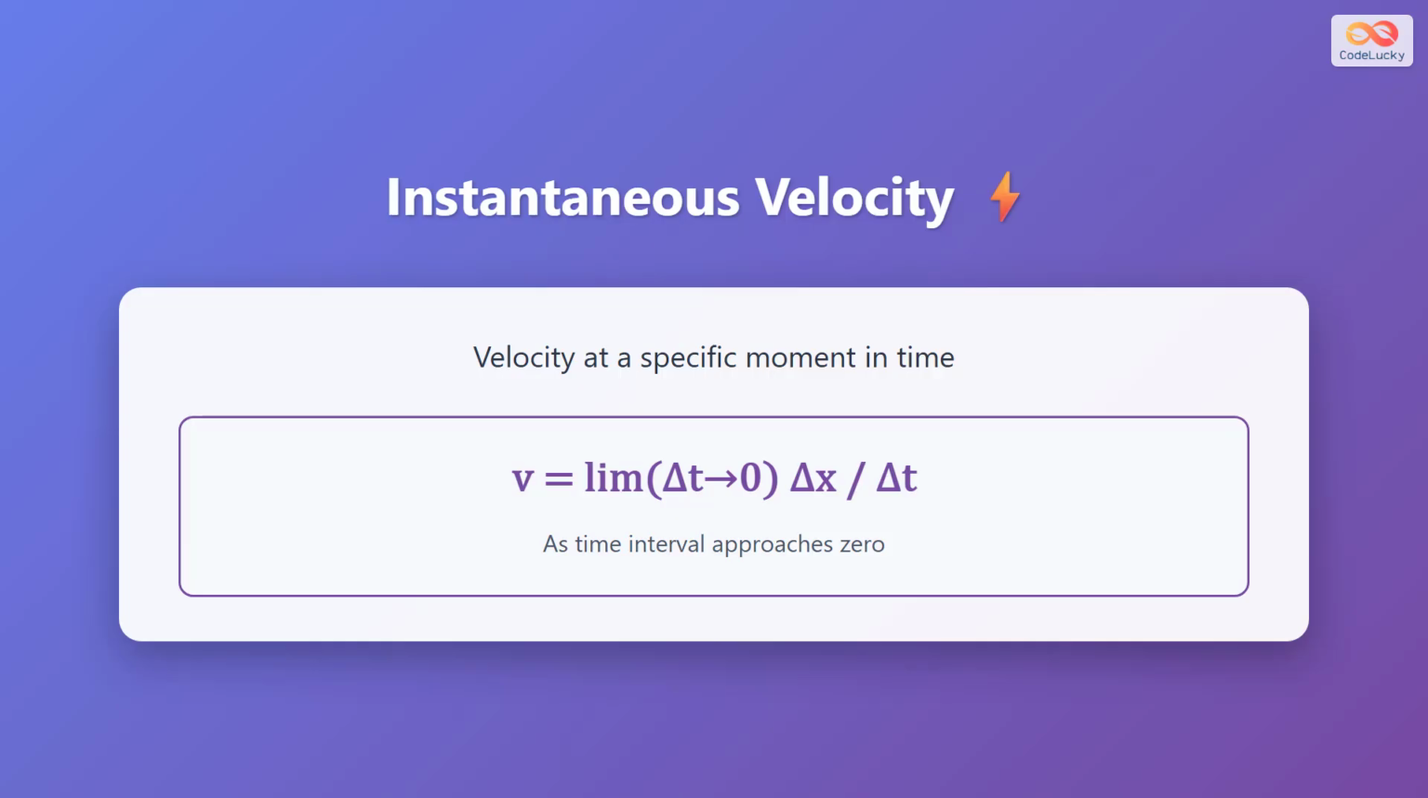Now let's talk about instantaneous velocity. Unlike average velocity, instantaneous velocity tells us the velocity at a specific moment in time. Mathematically, it's expressed as v equals the limit as delta t approaches 0 of delta x divided by delta t. This means we're looking at an infinitesimally small time interval, essentially capturing the velocity at one precise instant.